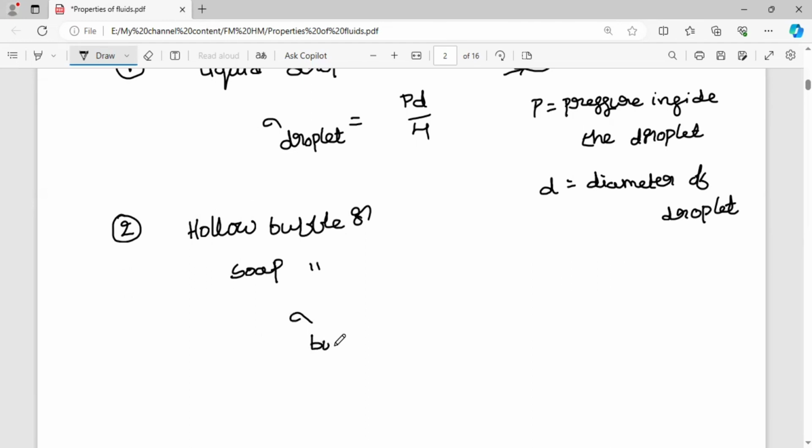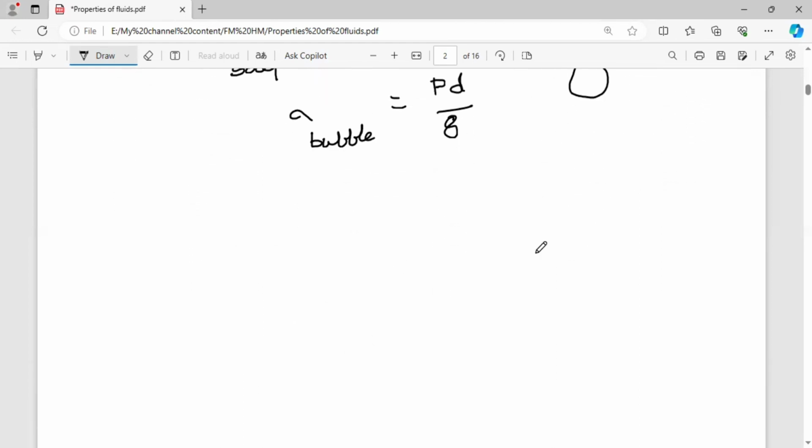That means the surface tension of the hollow bubble, sigma, is given by PD by 8. For the hollow bubble or soap bubble, sigma equals PD by 8. Using this relation you can calculate. The hollow bubble is nothing but in the spherical form.